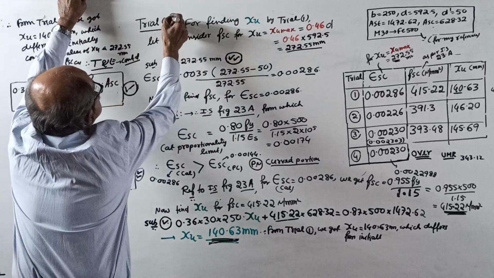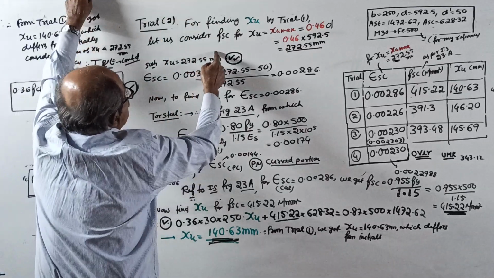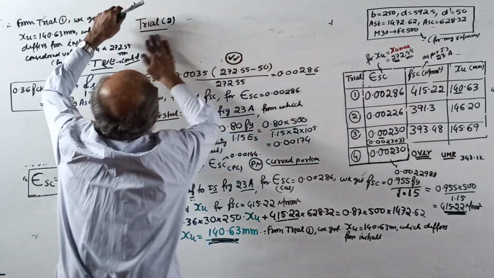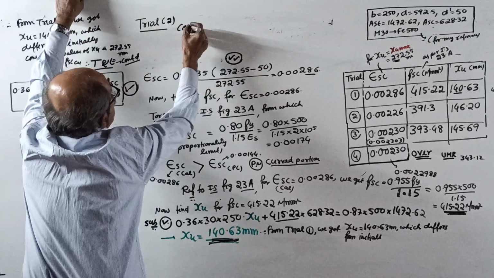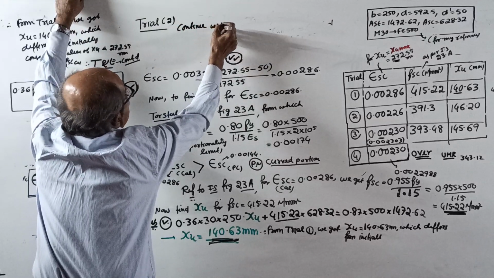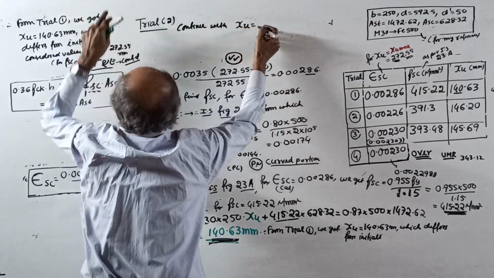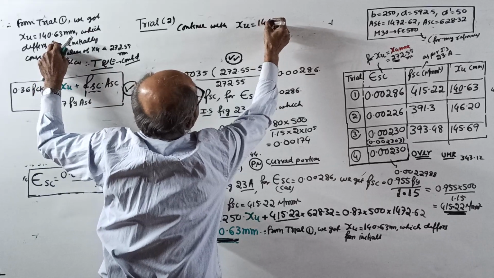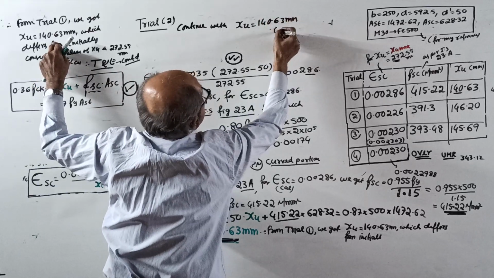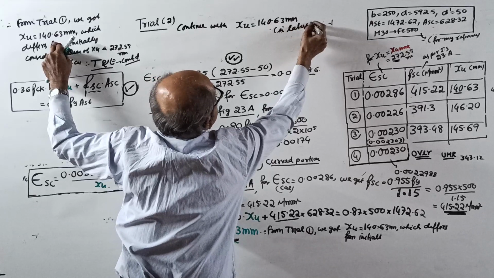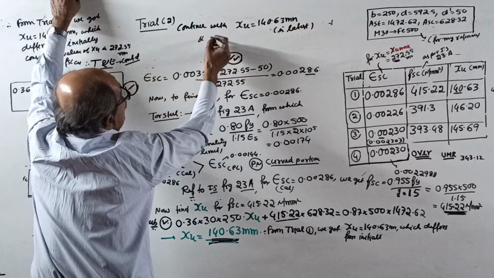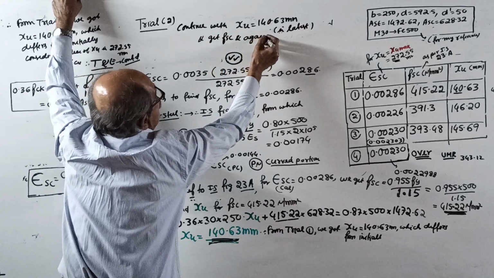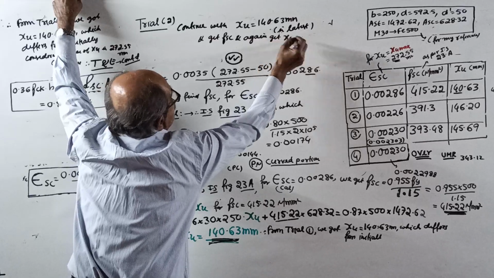Trial 2. Now, this we will remove. This is not required. Now continue with xu equal to how much? Latest value. That is how much? 140.63 millimeter. That is the latest value. Get fsc and again get xu. Okay, start.